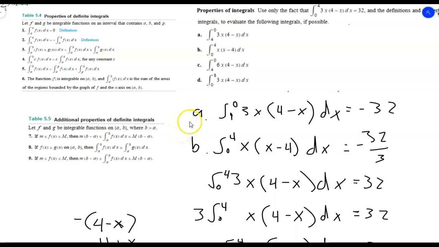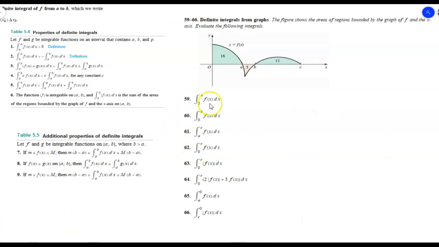All right, so let's go ahead and take a look at one more example here. This is 59 through 66 in the back of section 5.2. This one says the figure shows the areas of regions bounded by the graph of f and the x-axis. Evaluate the following integrals. The first one here, if you want to try this, pause it, and then when you're ready, unpause, and we will go through the solution.